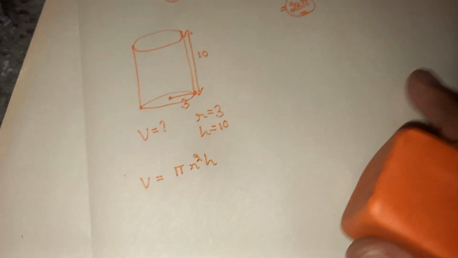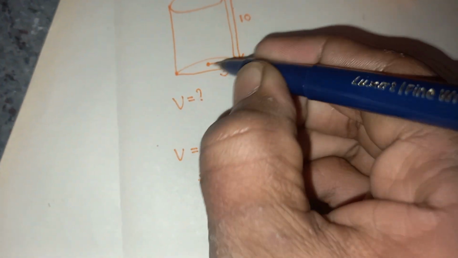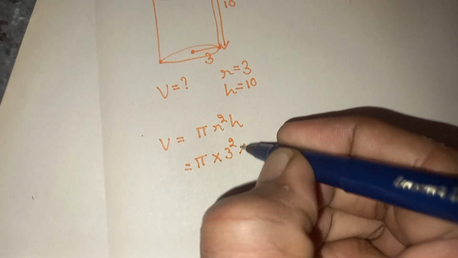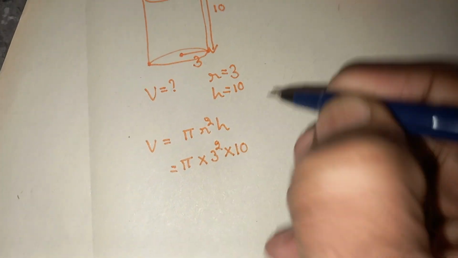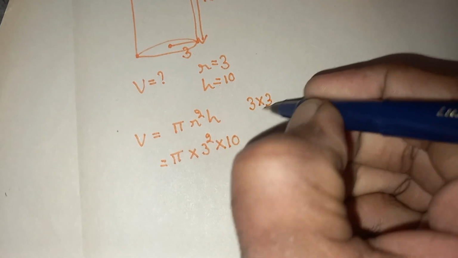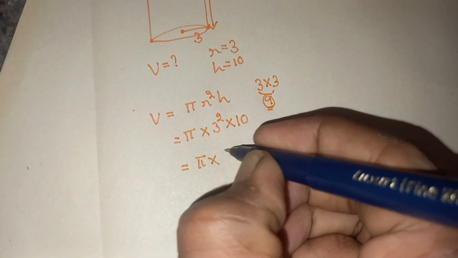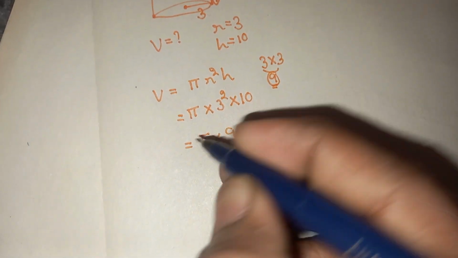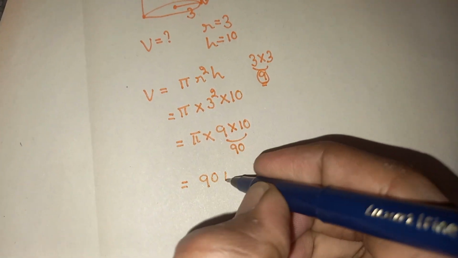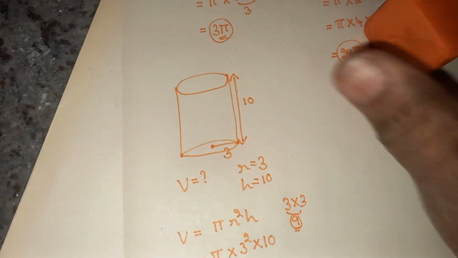So it becomes equal to pi times, this is the radius, radius is 3 units, so it is 3 square, times this height, which is 10 units. 3 square means 3 times 3, which becomes 9. So this is pi times 9 times 10. 9 times 10 is 90. 90 times pi, which is 90 pi cubic units, is the actual volume of the cylinder.